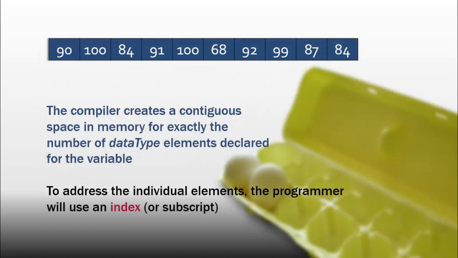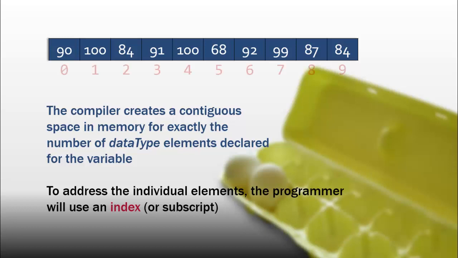When your compiler creates an array, what it does is go out and look in memory for enough contiguous memory space to set 10, in this case integers, side by side. And it allocates that space, and it assigns that space to the identifier that you gave, in our case test scores.